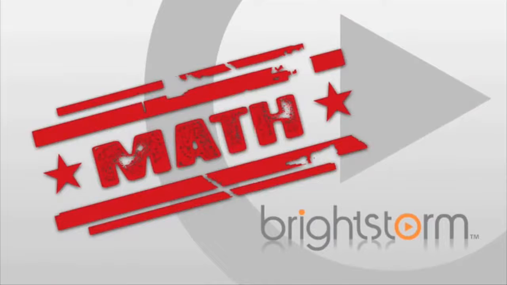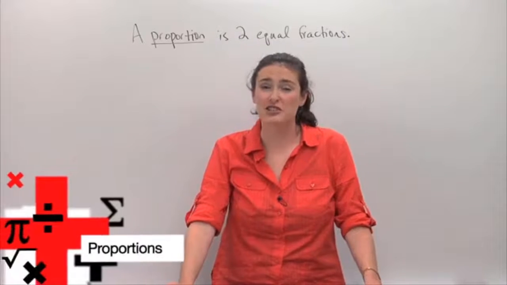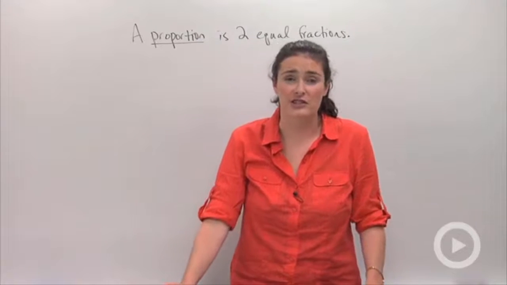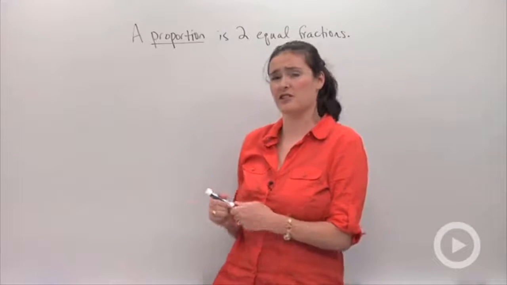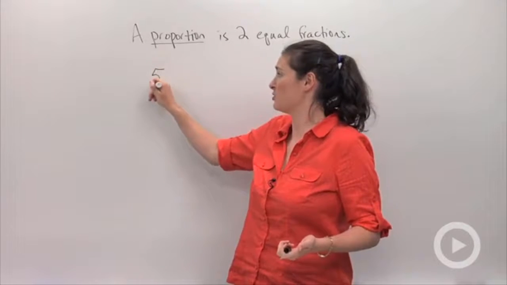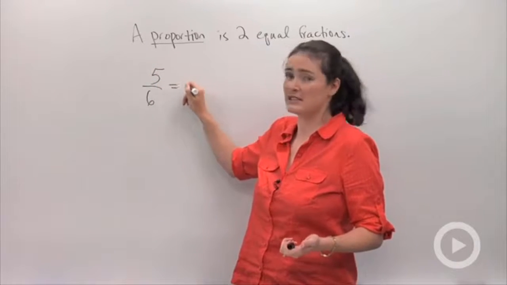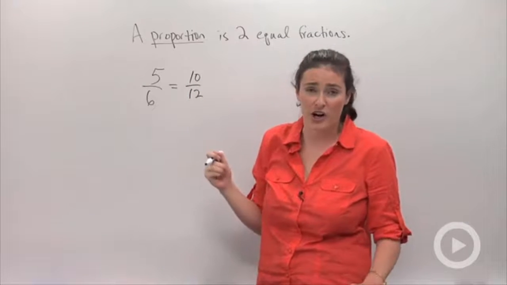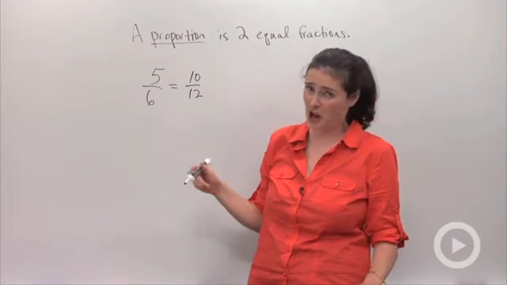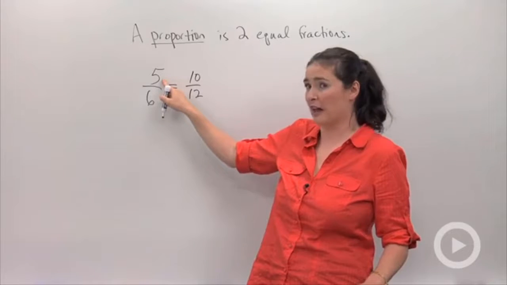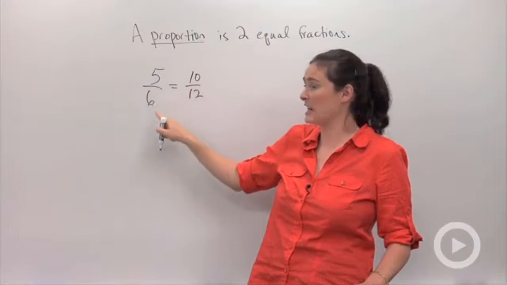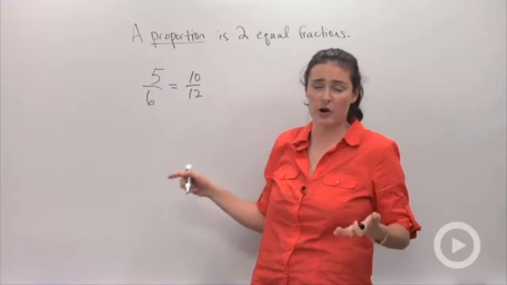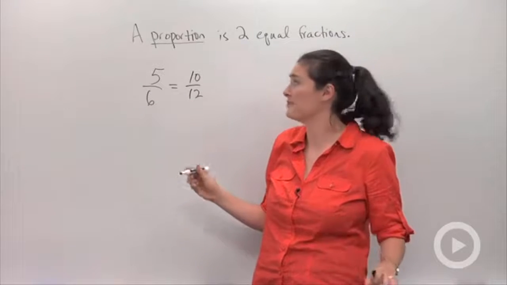A proportion is two equal ratios. You can also think of it as two equal fractions. And you guys already know a lot about fractions. For example, let's say I were to write 5/6 is equal to 10/12. You guys know those are equivalent fractions. And in case you forgot, let me remind you that I multiply 5 by 2 in order to get 10, and I multiply 6 by 2 in order to get 12. That's how I know those are the same quantity, the same fraction.